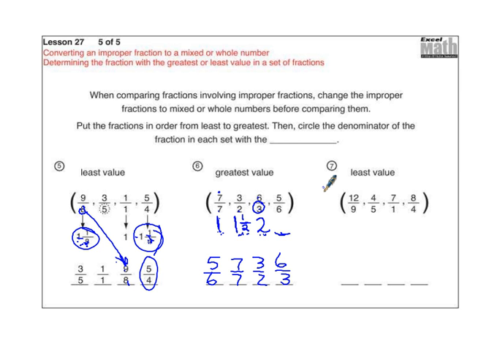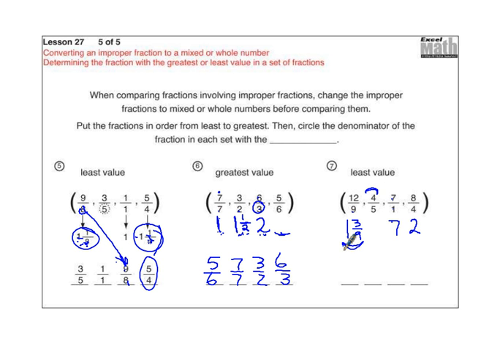All right, 12/9. You should have done how many 9s go into 12. That's 1 in 12, and there's a leftover of 3, or 1 3/9. 4/5 is not an improper fraction, so I just leave it alone. 7/1, that's 7 divided by 1 is 7. 8/4 is 8 divided by 4. How many 4s are in 8? 2.